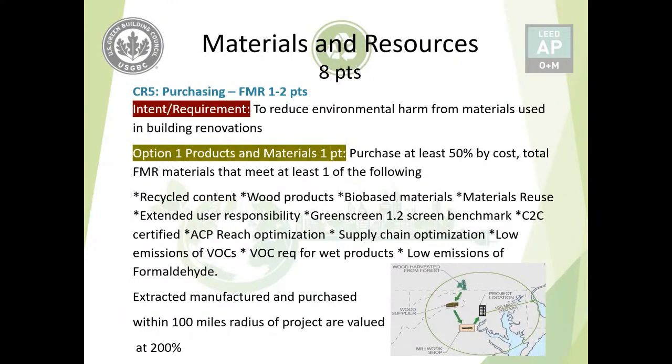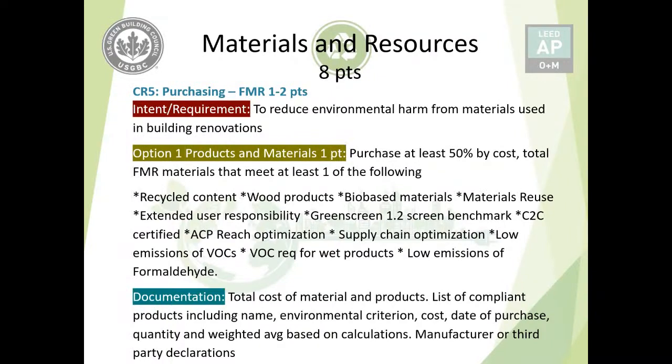I have reserved one slide completely for explanation of these terminologies, but for now, for option number one, the material 50% by cost should be meeting at least one of these following. It could be supply chain optimization, wood products, bio-based, or the others. And if the product that you are using is extracted, manufactured, and purchased within the 100-mile radius, as per the picture that we can see here, the product or material will be valued at 200%. So if you have purchased $100, in the compliance path, it would be counted as 200 because it is purchased and manufactured locally.